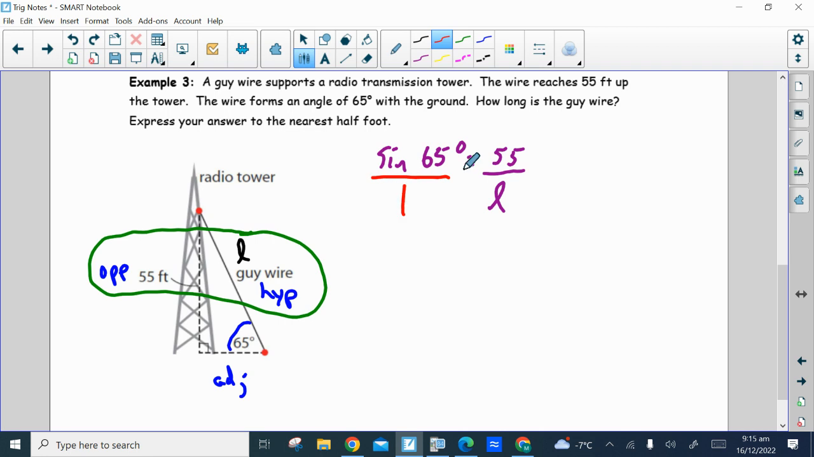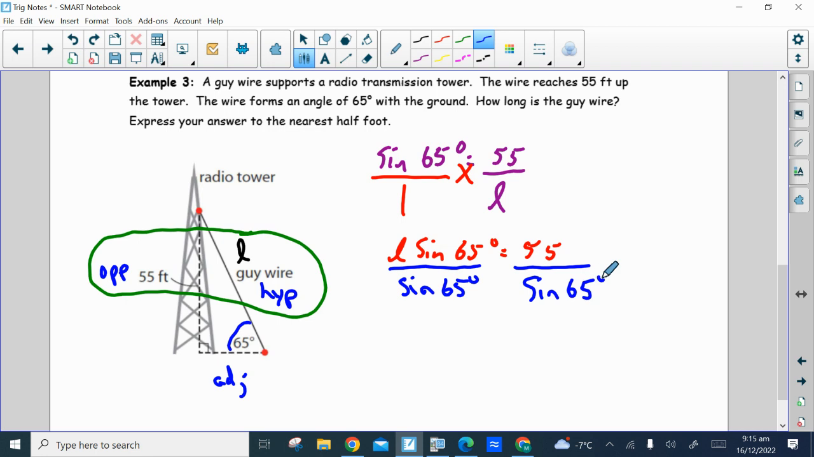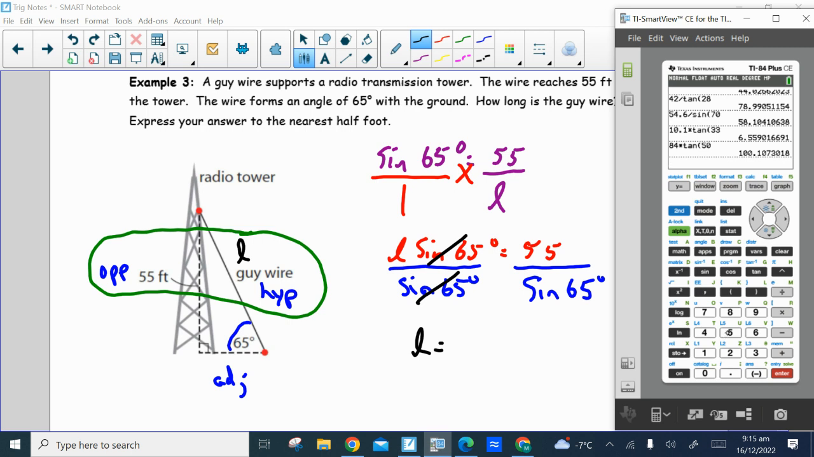Make both sides a fraction, cross multiply. So when you do that, it'll be L times the sine of 65 degrees equals 1 times 55. Because L, the variable, was on the bottom when we set our equation up, after cross multiplying we don't have it by itself. We need to do one extra step, which is divide both sides by sine of 65 degrees. So they'll cancel on the left. We now have L, the length of the guy wire, by itself. And we can find out what that is by going 55 divided by sine of 65 degrees.